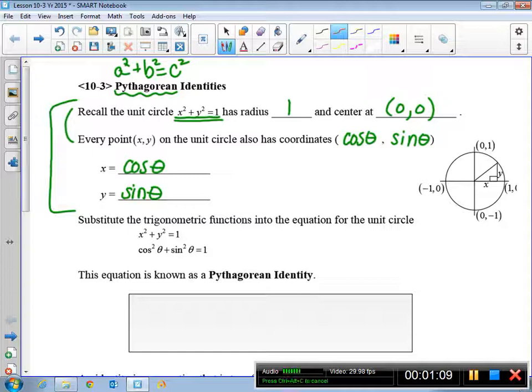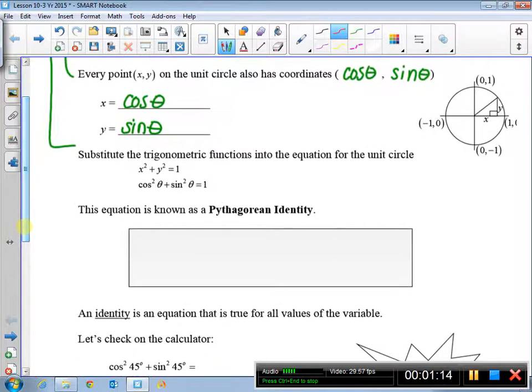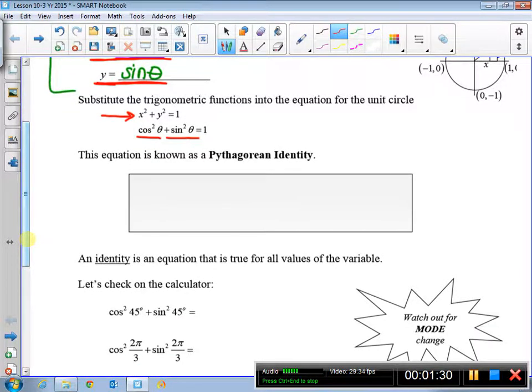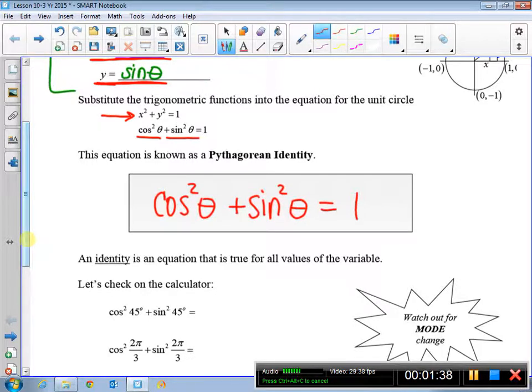If we now take our equation for the unit circle, x squared plus y squared equals 1, and we substitute in for x, cosine of theta, and we substitute in for y, the sine of theta, we get this transformed equation, cosine squared theta plus sine squared theta equals 1. And it's really, again, just the Pythagorean theorem.